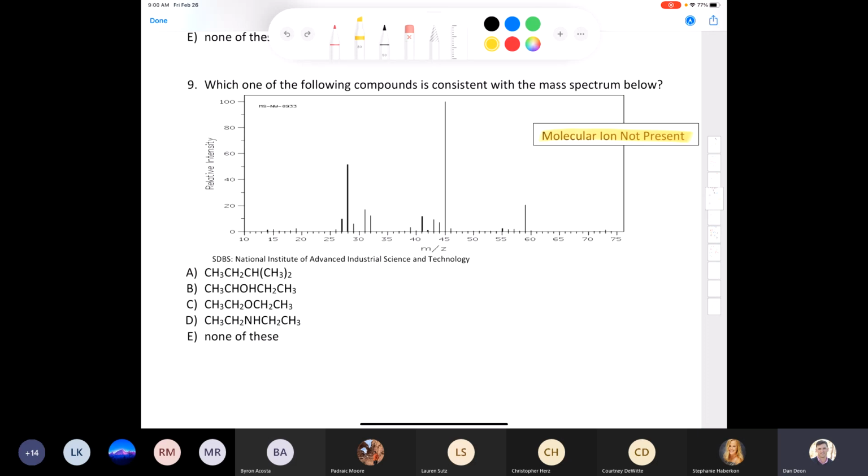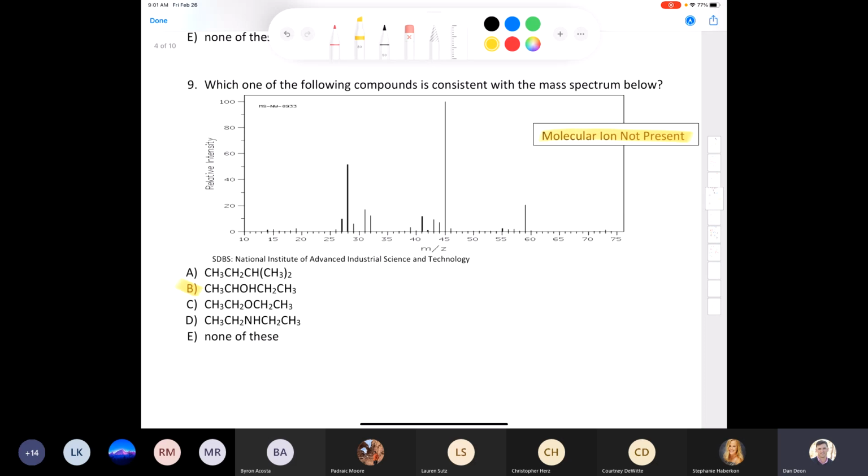It says fragmentation of alcohols. First sentence, the mass spectrum of an alcohol will typically not exhibit a molecular ion peak because alcohols readily undergo fragmentation in a mass spectrometer. Two fragmentation patterns are commonly observed for alcohols, alpha cleavage and dehydration. Okay, so what was the first thing I said in the first sentence? It said the mass spectrum of an alcohol will typically not exhibit a molecular ion peak. The only one of these that is an alcohol is B.